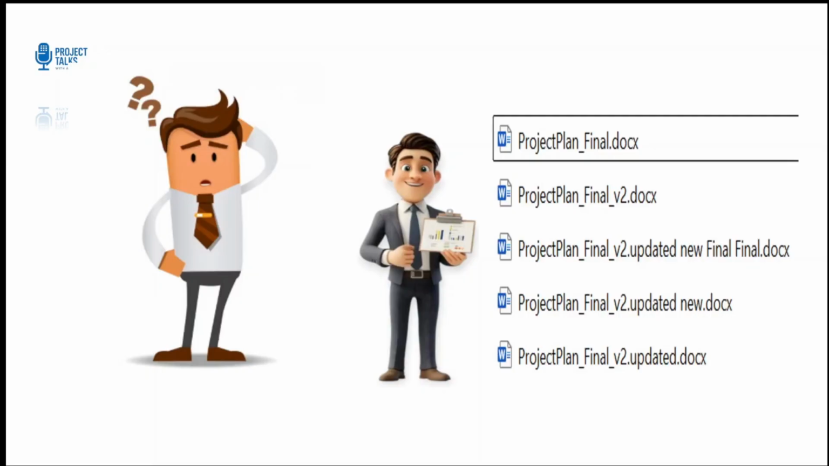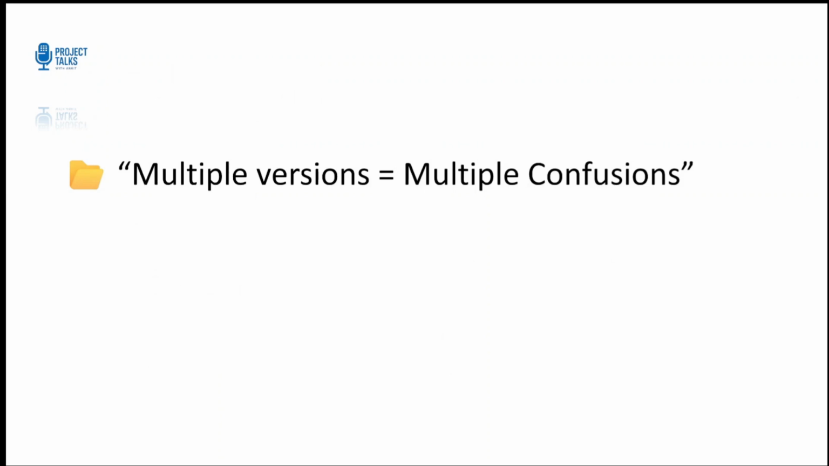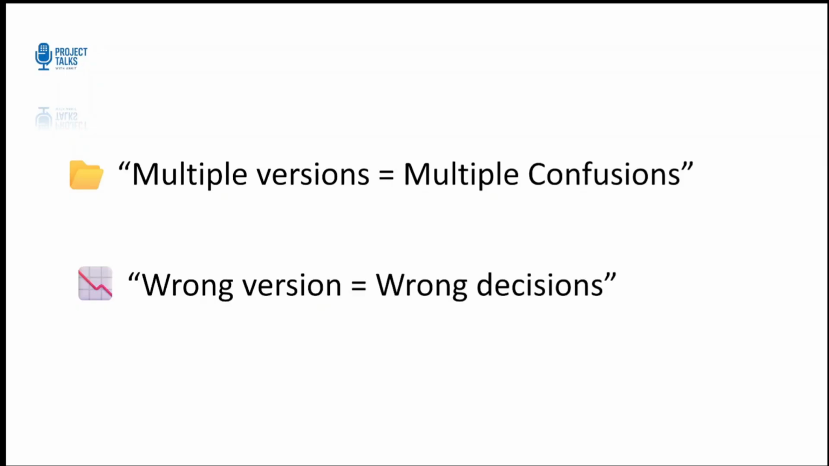There are 5 files with similar names: Project Plan Final, Project Plan Final version 2, Project Plan Final version 2 updated, Project Plan Final version 2 updated new, and one of the most interesting ones, Project Plan Final reviewed. Sounds familiar, right? Now, multiple versions create multiple confusions. A wrong version gives you wrong decisions.